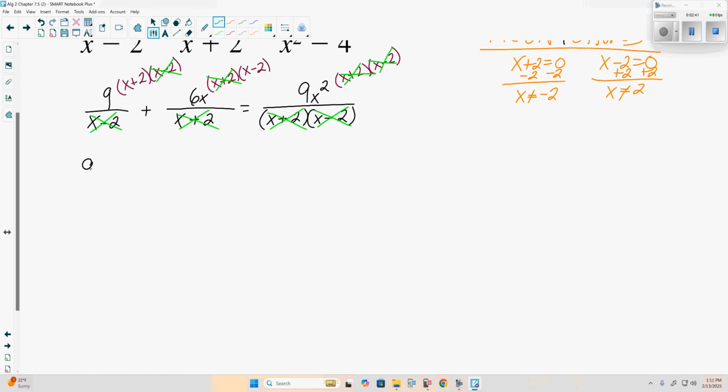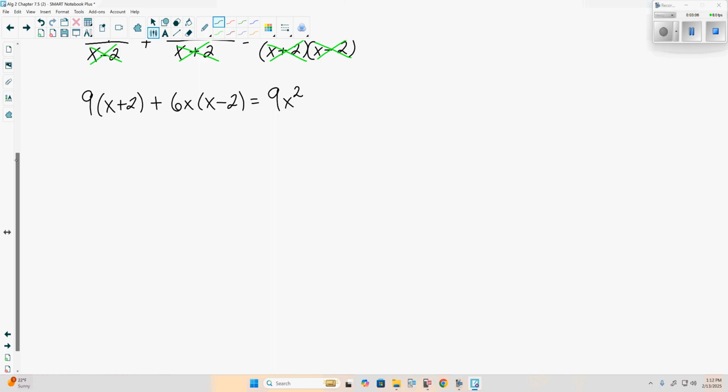And what that leaves us with is 9 times x plus 2 plus 6x times x minus 2 is equal to 9x squared. So on that third rational expression, everything we multiplied it by and the denominator simplified out. So that makes it a little bit nicer to work with. At this point here, we can simplify our parentheses and see where we need to go from there.